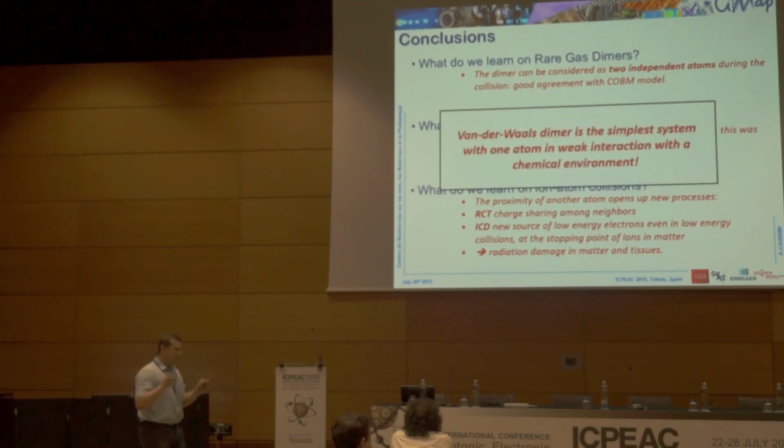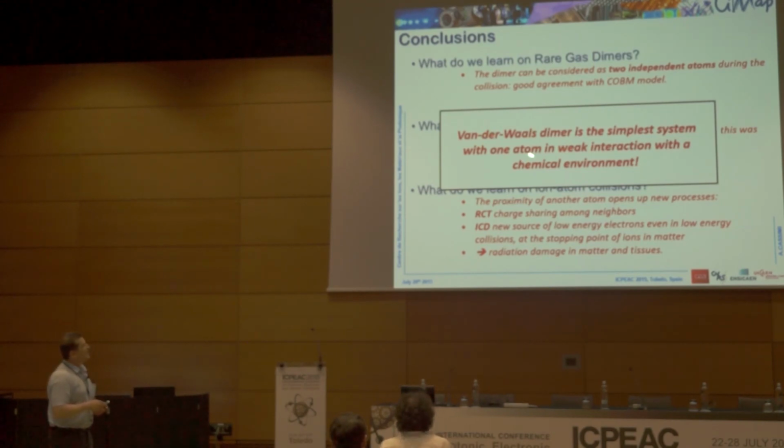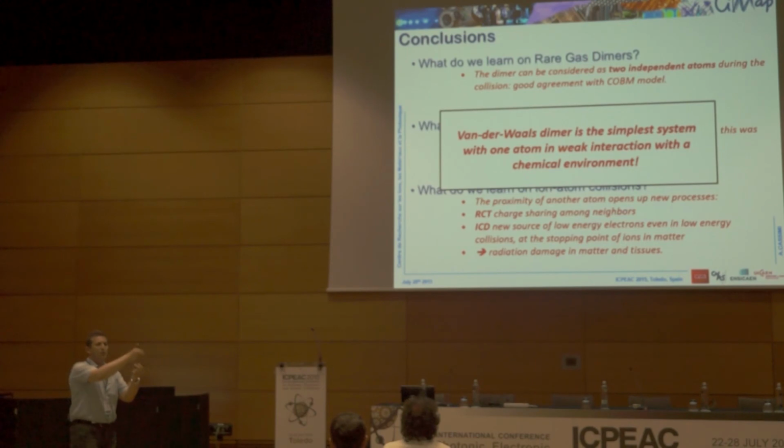So if you just remember only one thing from this talk, maybe this one could be a good one. Remember that these dimers are really the simplest system with one atom that you can hit with another ion or a laser, whatever, with a chemical environment. One atom being the target and the other one being the chemical environment, as they are acting as two independent atoms.